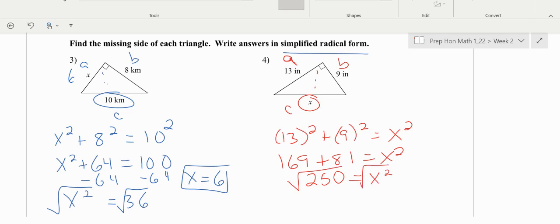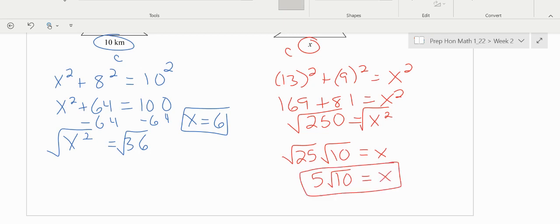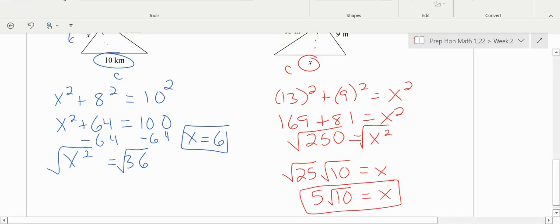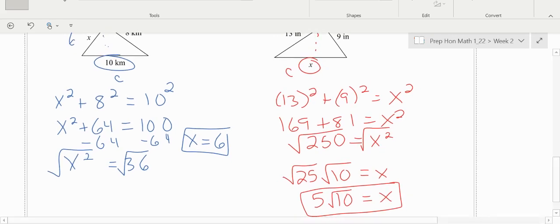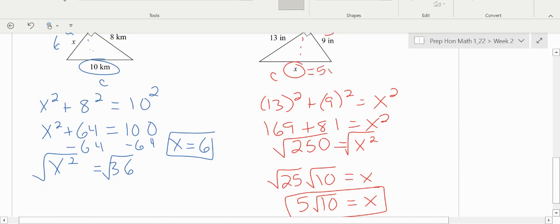And notice it said simplified radical form. So we do have to go ahead and simplify. So 250, the largest perfect square that goes into 250 is actually 25. It's 25 times 10. So we would get here 5 radical 10. And that would be our side length. So in this case, that would be what the hypotenuse is, 5 radical 10. And then we would be done.